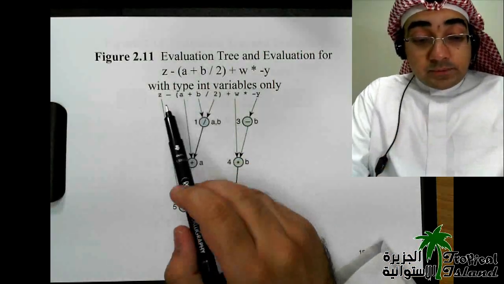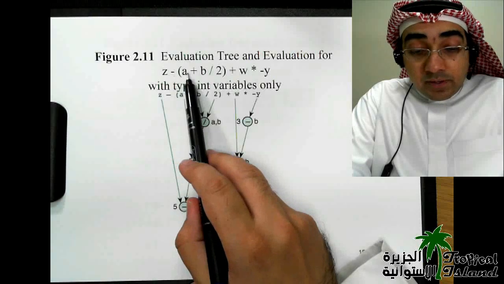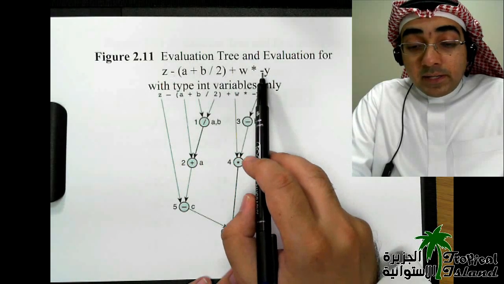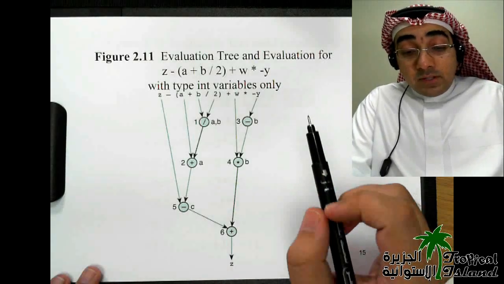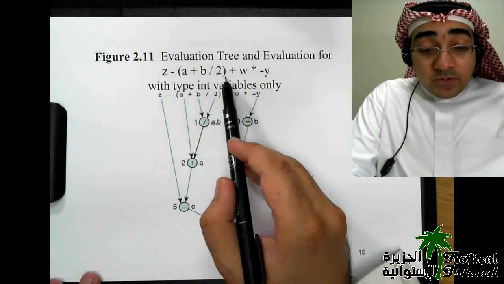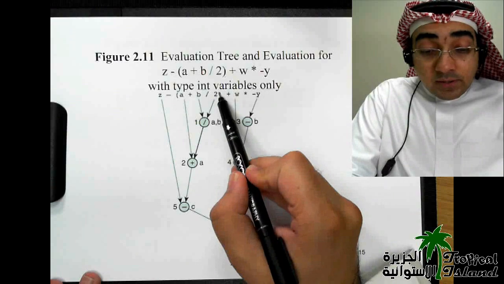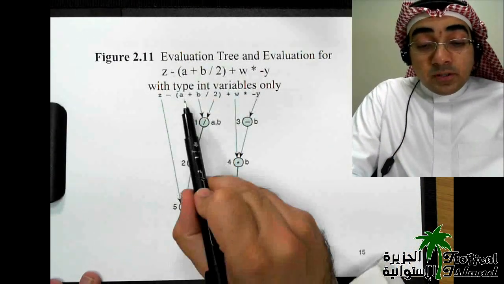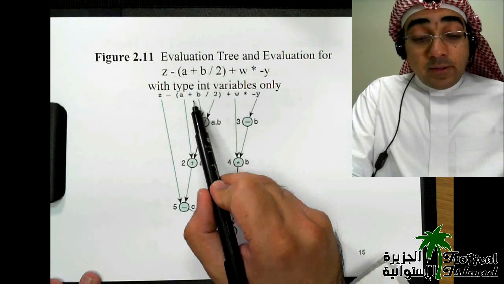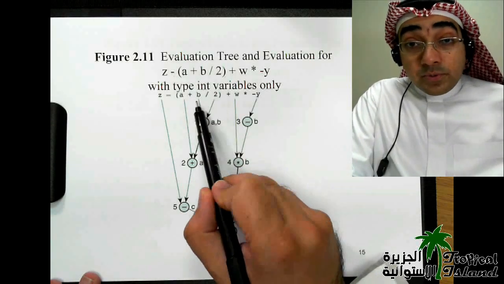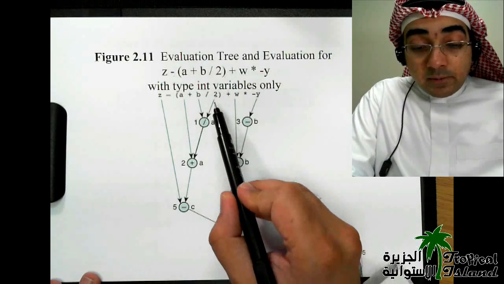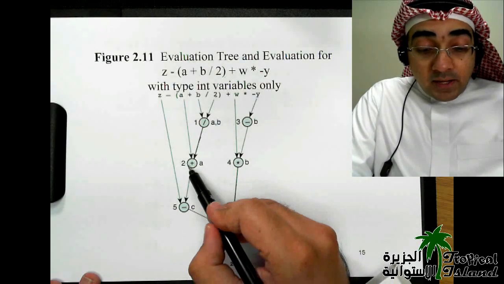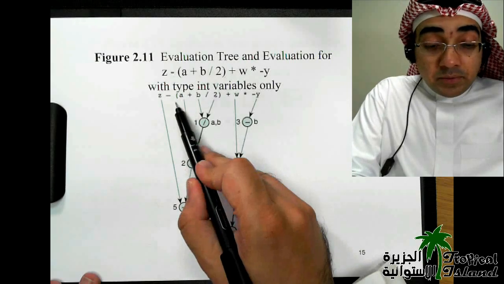Now here's an example. If we have z minus, between brackets, a plus b divided by 2, close bracket, plus w multiplied by minus y, how is it going to evaluate it? Okay, so the first thing it's going to look at is your expression, which has parentheses, so it's going to evaluate the parentheses first. So there's an expression here, a plus b divided by 2. In this, b divided by 2 takes precedence over the addition, so you divide b by 2. This is the first operation that you do. Then you do the addition with a, and this is the second operation that you do.